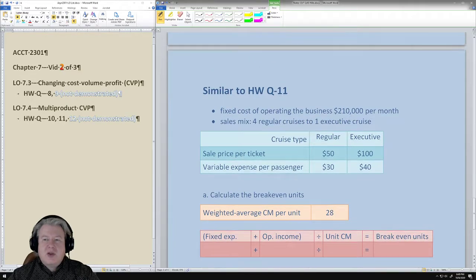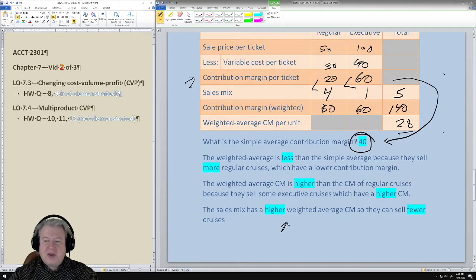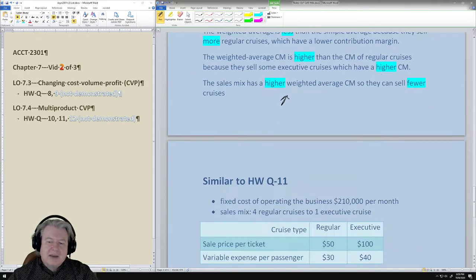So the main idea here was just to figure out this number. What was the weighted average contribution margin per unit of the regular and the executive? That means not looking at any particular meal or any particular cruise. If I just randomly select a group of them, it's going to on average be 28, even though some are more and some are less.